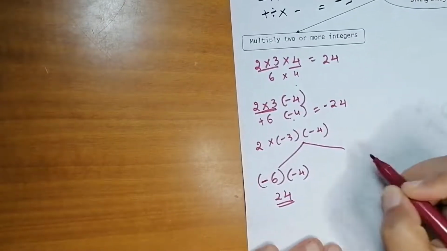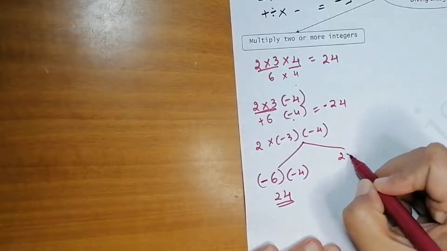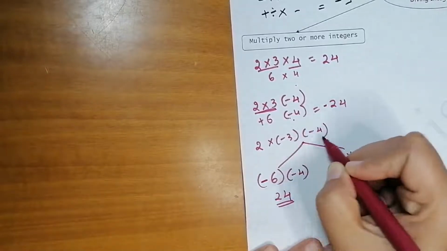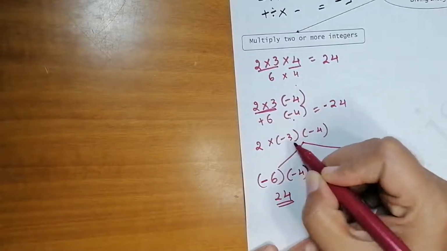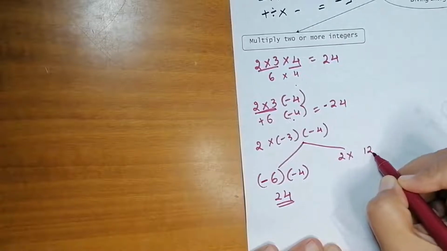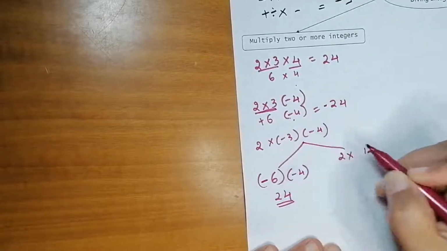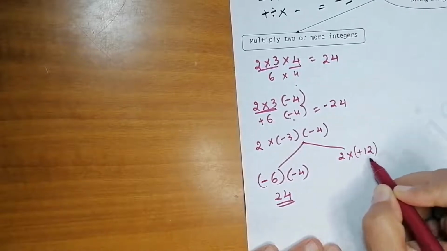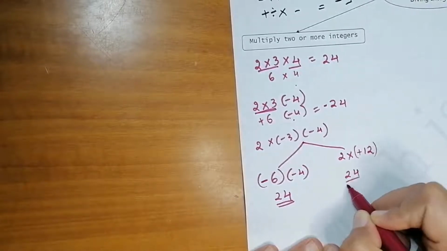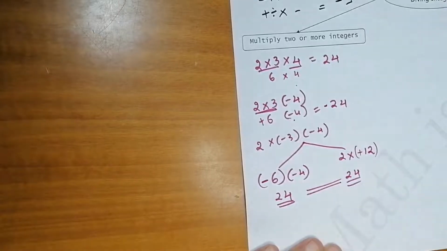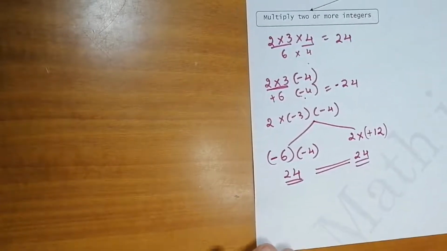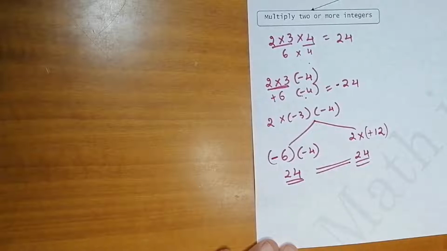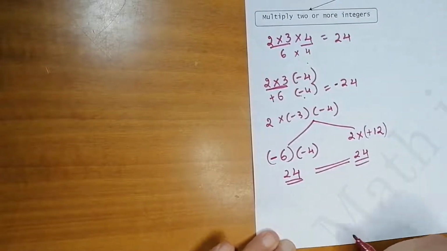Or let's say you do this 2 times, now you take the negative numbers and solve them. So 3 times 4 is 12, and this is minus times minus, so there is no minus, it's plus. Then 2 times 12 is 24. So either way you get the same answer. Whatever feels comfortable for you, you can go that route. There are no hard and fast rules here.